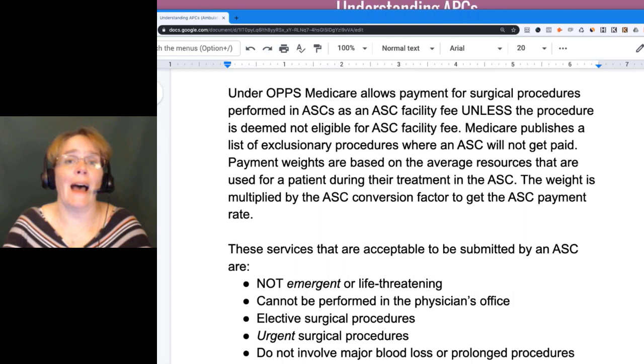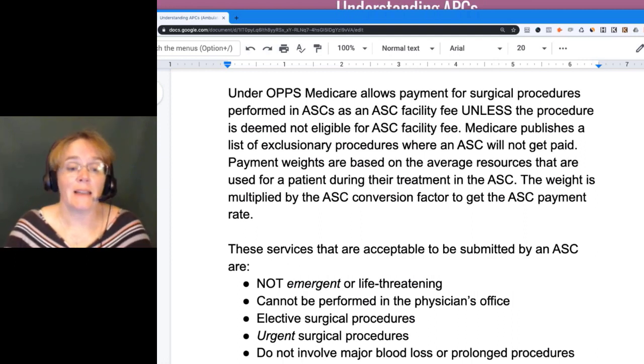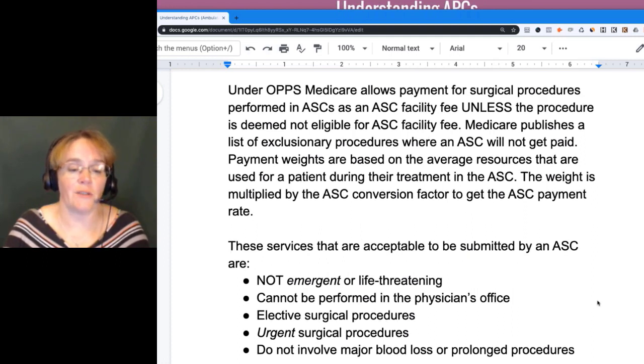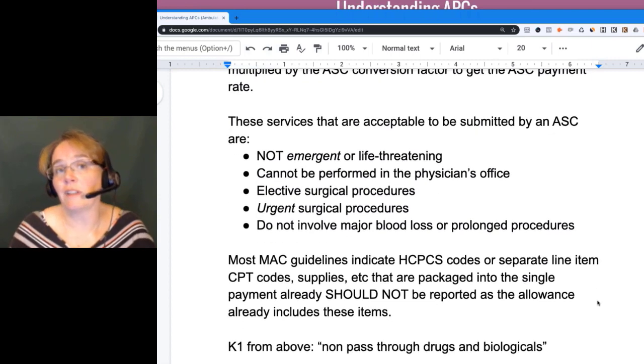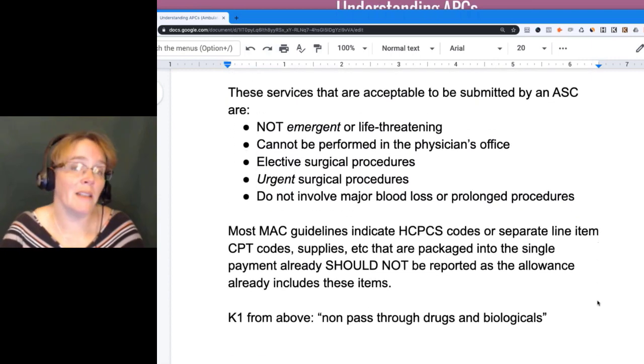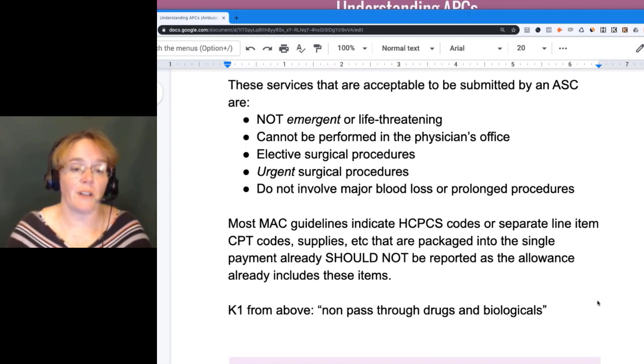So what can you not submit to an ASC? Something that's emergent and life-threatening. If it's emergent or life-threatening, you don't want to be at an ambulatory surgical center. You need to be at the hospital. You need to be at the ER, because they're better equipped for those type of procedures. Something that can't be performed in a physician's office, but you don't want to bring them to the hospital. So the surgery center is a good place to bring them. These are, of course, all elective procedures. Not to say it can't be an urgent procedure. It can't be emergent. So that's why those two are italicized to bring it out.